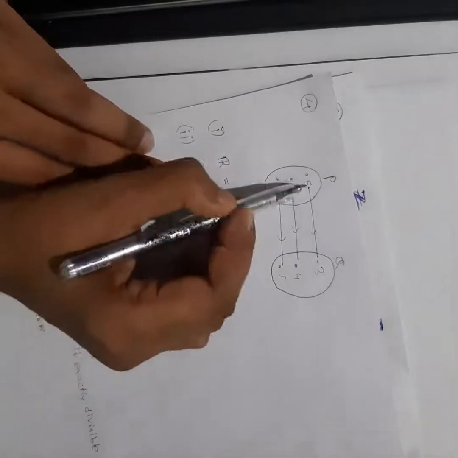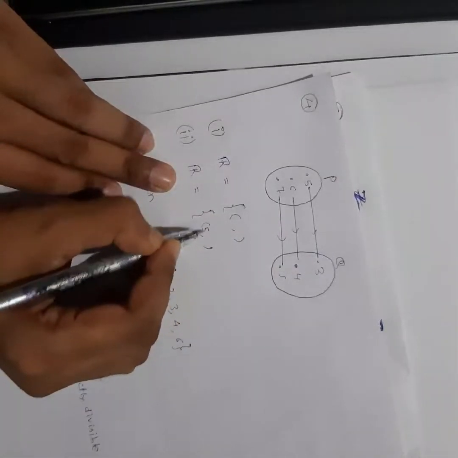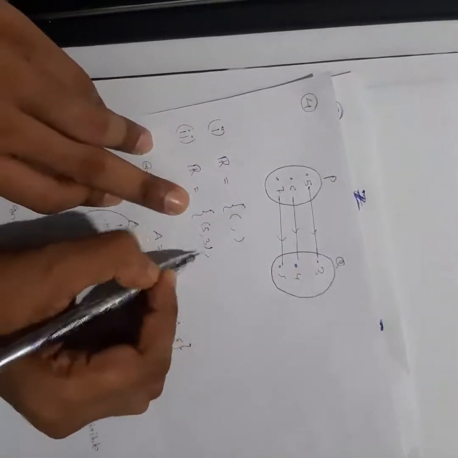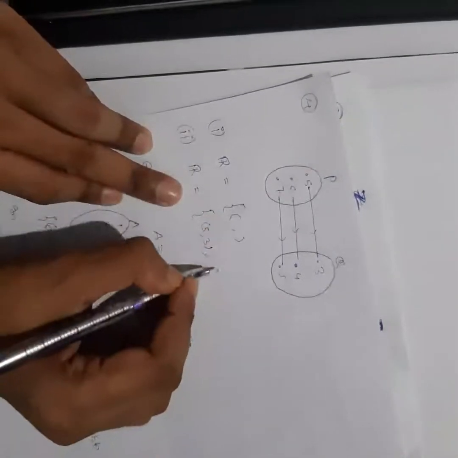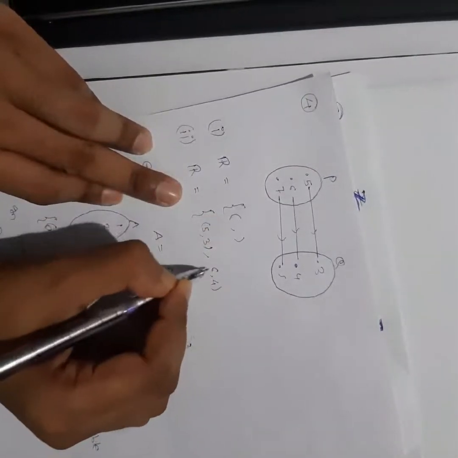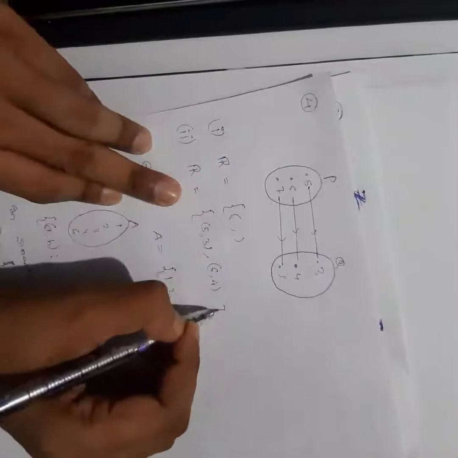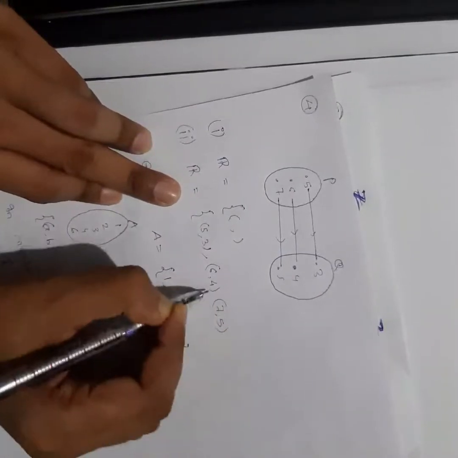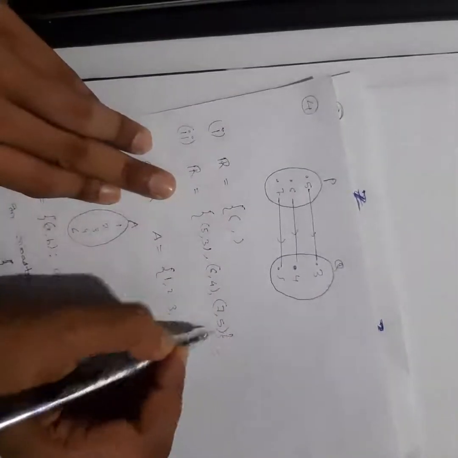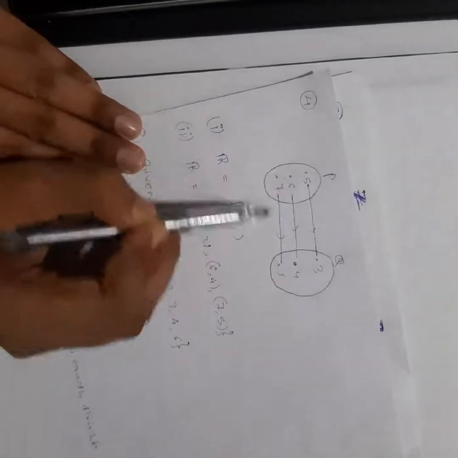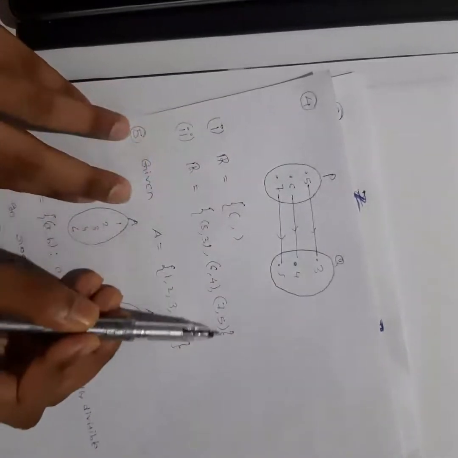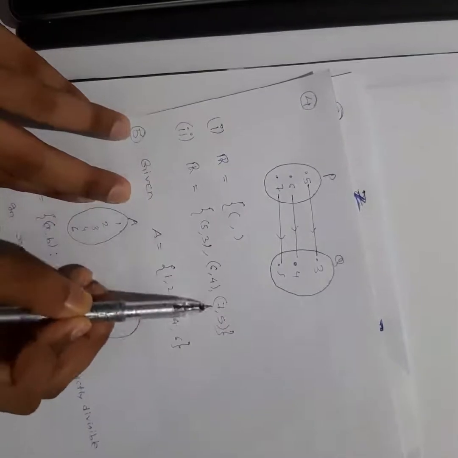In roster form you can see 5 is related to 3. Let me write down roster form first. Okay, next 6 is related to 4. Okay, next 7 is related to 5. Only 3 elements it will have, right? So in the relation set, you can see only 3 elements you will have. So this is in roster form where we have written all the elements.